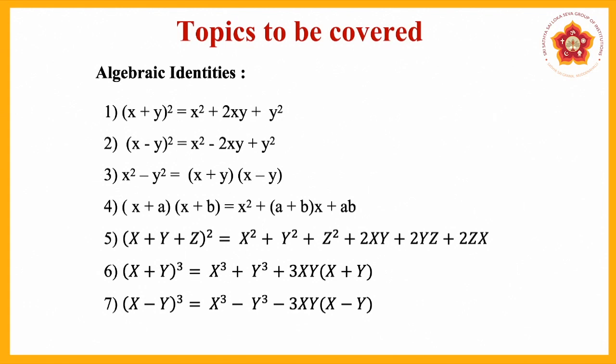Fourth one: (x plus a) into (x plus b) equals x square plus (a plus b) into x plus ab. Fifth one: (x plus y plus z) whole square equals x square plus y square plus z square plus 2xy plus 2yz plus 2zx. Sixth one: (x plus y) whole cube equals x cube plus y cube plus 3xy into (x plus y). Seventh one: (x minus y) whole cube equals x cube minus y cube minus 3xy into (x minus y).